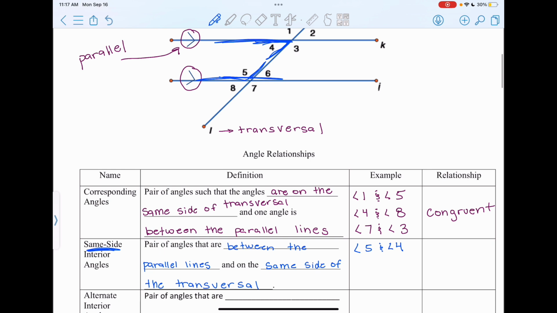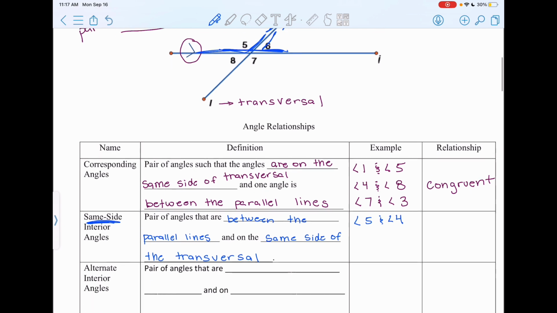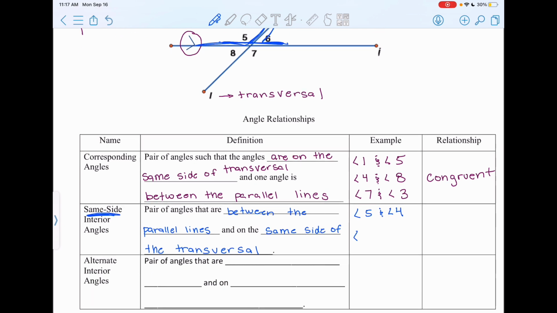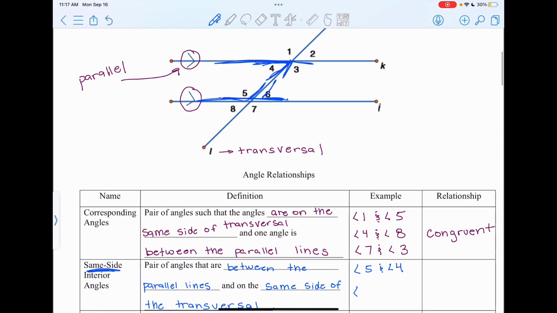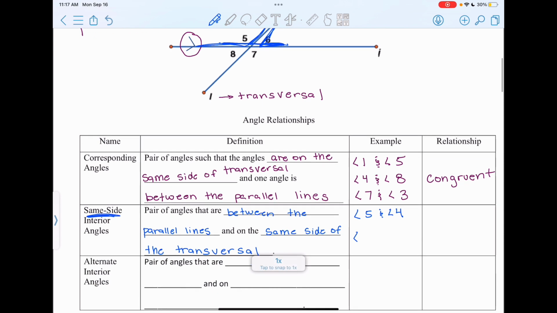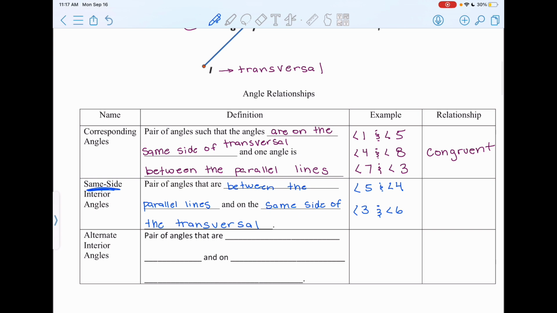And we can go on the other side of the transversal as well. And angle 6 and angle 3 are also same side interior angles. So angle 3 and angle 6 are also same side interior angles. And same side interior angles are supplementary. They're supplementary, which means they're going to add up to 180 degrees.